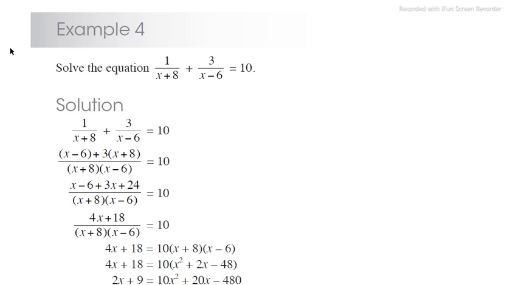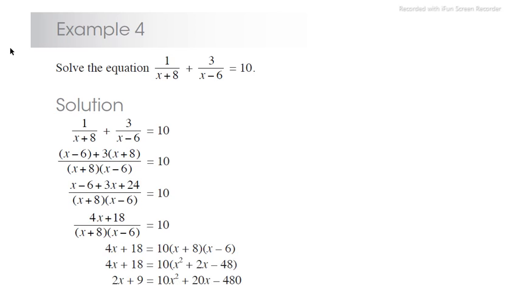After that, you will get x minus 6 times 1, which gives us x minus 6 plus 3 into x plus 8, over the product of x plus 8 and x minus 6 equaling 10. Then you are free to cross multiply from here by making 10 a fraction when you divide by 1. So when you say 10 over 1 and you cross multiply again, that's when the fraction disappears. So you end up getting 4x plus 18 equaling 10 times x plus 8 into x minus 6.